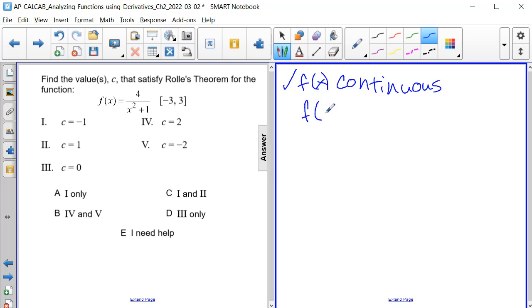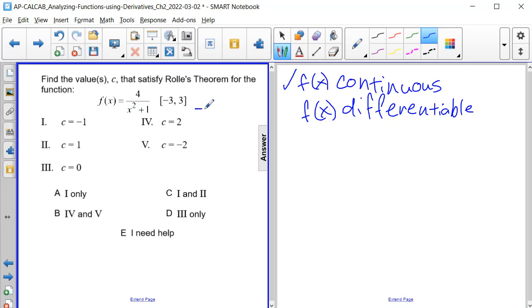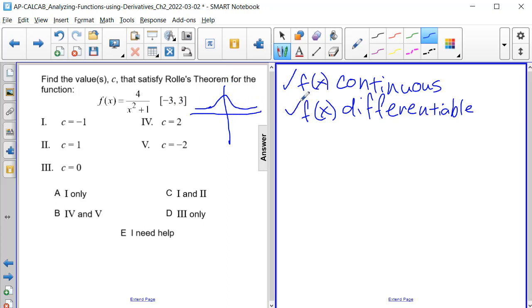The next question is, is f of x differentiable on this interval? So are there any corners? Are there cusps? Are there vertical tangents? And none of those things exist here, mainly again because we're going to have a rational function that does this. So it is going to be differentiable.